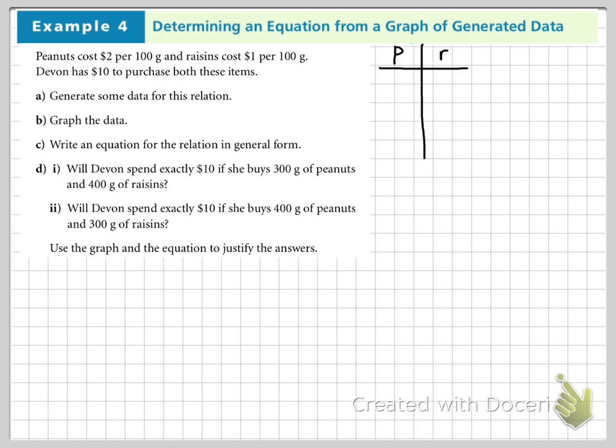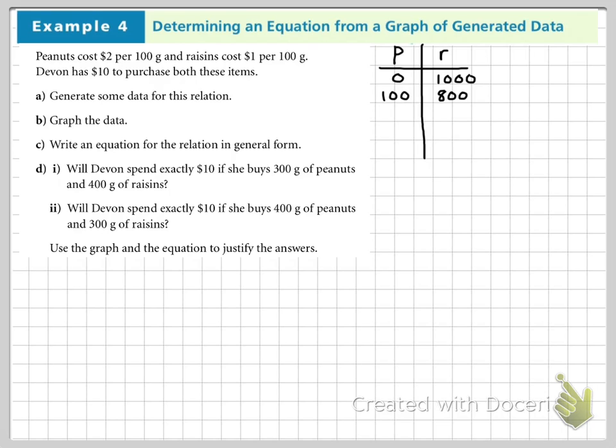If I spent $2 on 100 grams, well, first of all, if I spend nothing on peanuts and all of my money on raisins, I could say that 0 for peanuts means I could have $10, I'd buy 1,000 grams of raisins. Now, if I spent $2 on 100 grams of peanuts, I could put 100 grams there. And that would leave me $8 for raisins. That would allow me 800 grams of raisins.